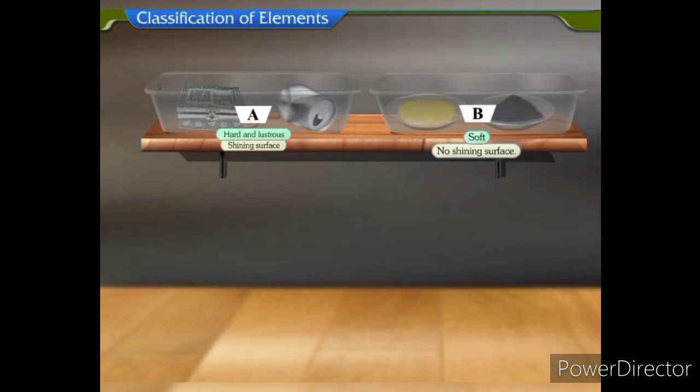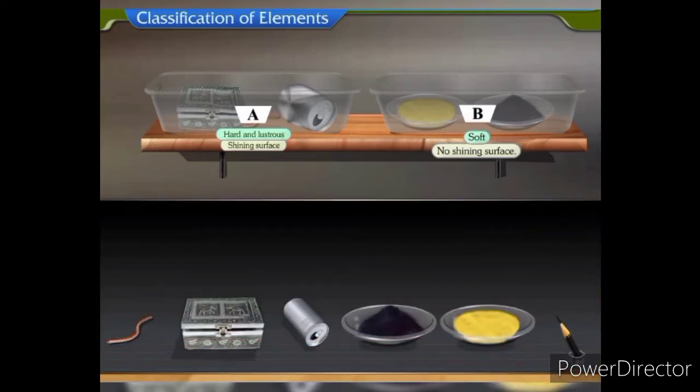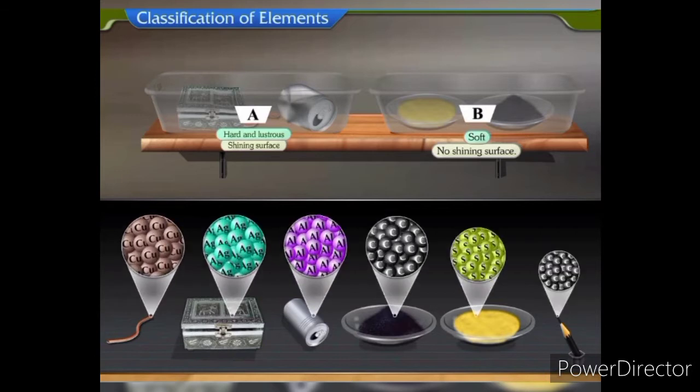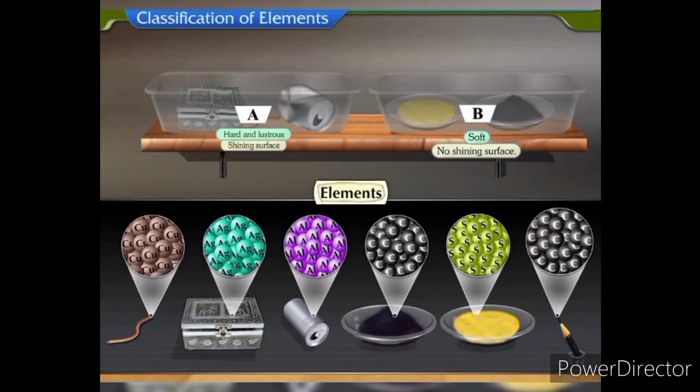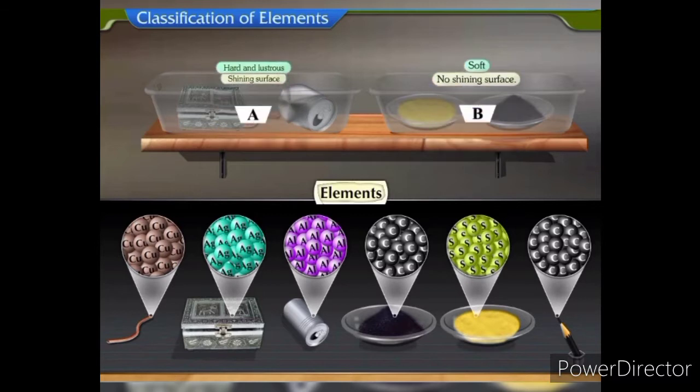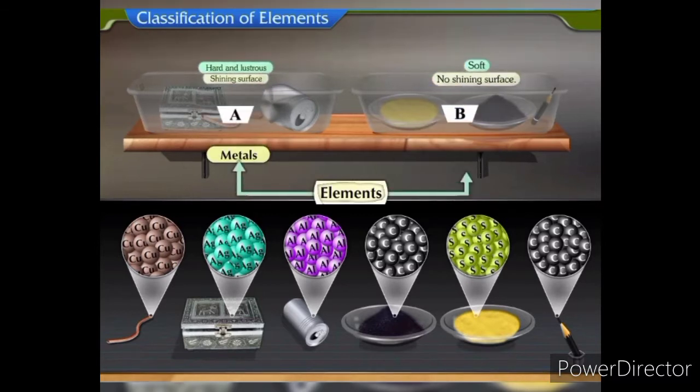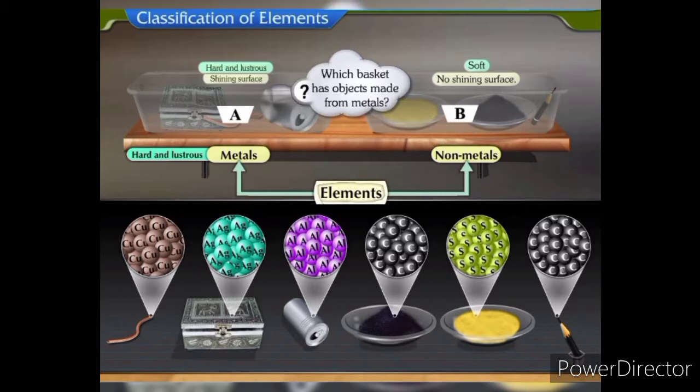Here, we arrive at the classification of substances. We know that substances are made up of elements. Elements can be broadly classified into two groups, depending on their characteristic properties. Metals and non-metals. Generally, metals are hard and lustrous. Now, can you tell which basket has objects made from metals? The basket A has metals and the basket B has non-metals.